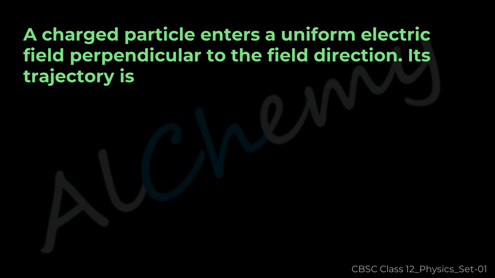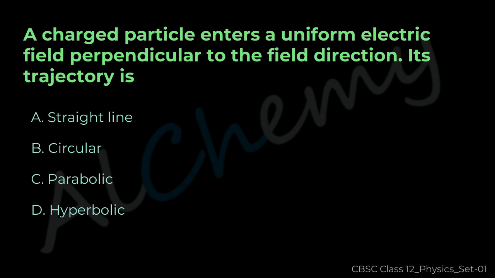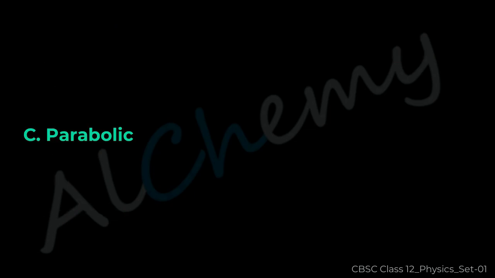Question 5. A charged particle enters a uniform electric field perpendicular to the field direction. Its trajectory is A. Straight line, B. Circular, C. Parabolic, D. Hyperbolic. The correct answer is C.